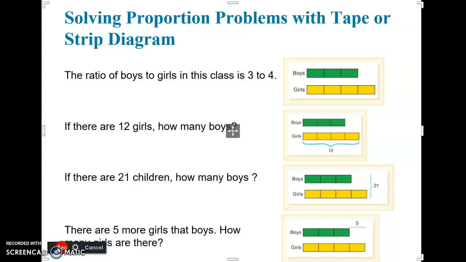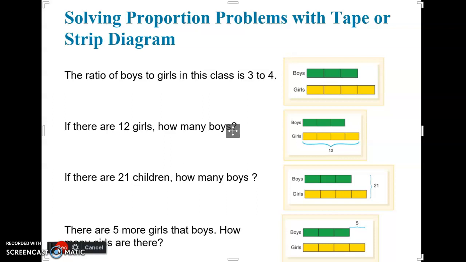There are 21 children. How many are boys? So in the second one, the whole is 21. The second situation is harder for students to solve. In this particular case, it can be difficult for students to set up proportions to represent these situations. There are 5 more girls than boys. How many girls are there?